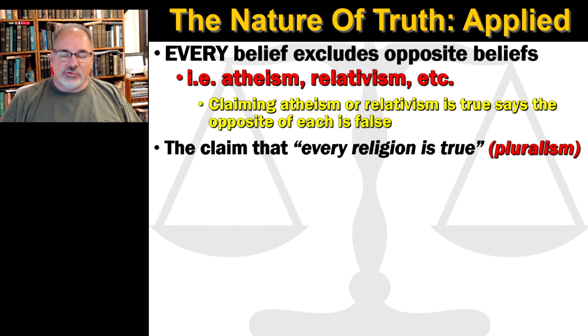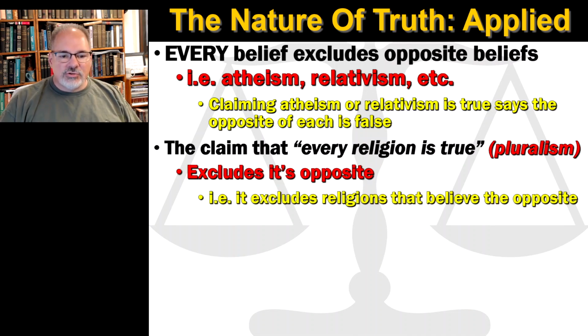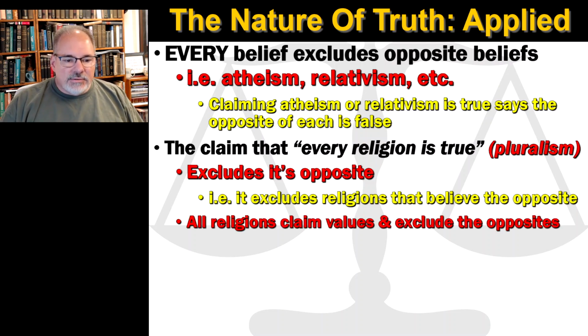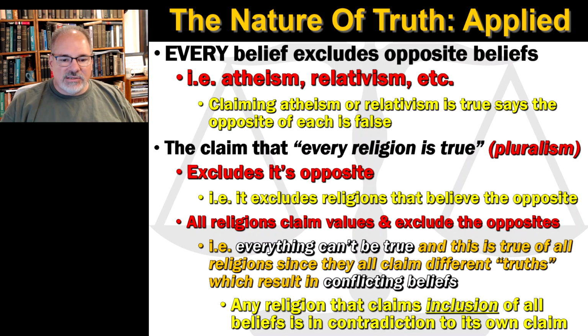The claim that every religion is true, which is pluralism, right, excludes its opposite. In other words, it excludes religions that believe the opposite of people that believe in pluralism, that all religions are true. All religions claim values and exclude the opposites. In other words, everything can't be true. And this is true of all religions since they all claim different truths which result in conflicting beliefs. So you can't have all religions be true. All religions can't be true because their beliefs conflict. It's just not possible. Any religion that claims inclusion of all beliefs is in contradiction to its own claim.